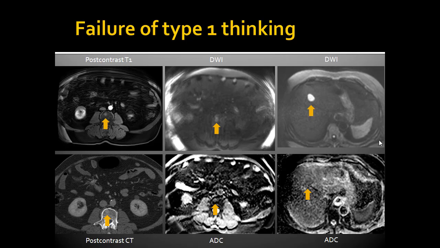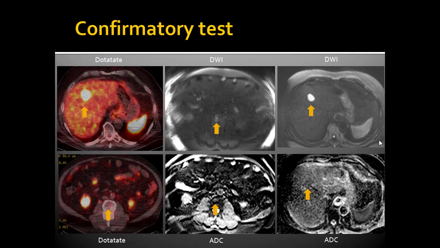However, when we look at the spine lesion in the middle column, you see that it is bright on both diffusion-weighted imaging and ADC, which means that it is not restricting diffusion. This would be very unusual for a carcinoid metastasis. A confirmatory test was performed.